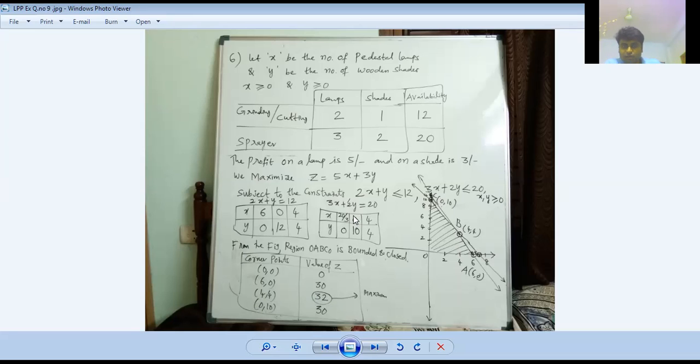Okay. So solving these model problems is very, very easy. Hope you can understand. So what are the steps? If you can understand, the solution will be easy. Okay. So let us go for the next question, question number 7.